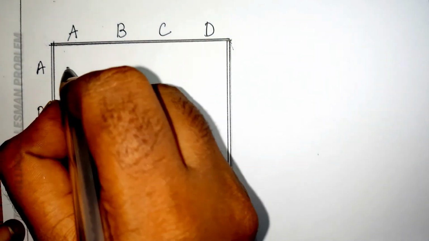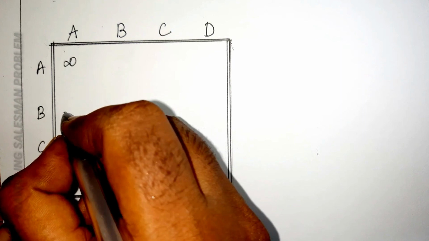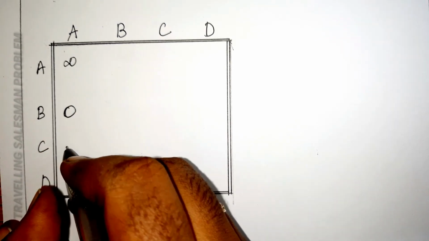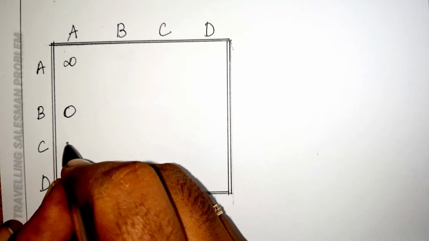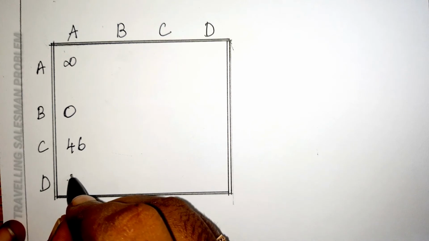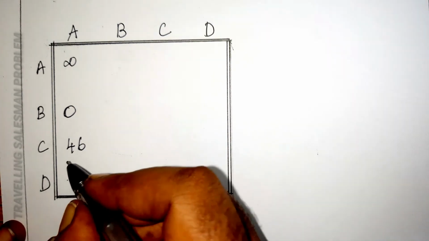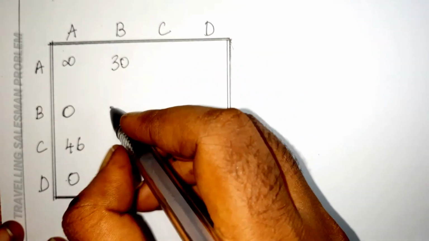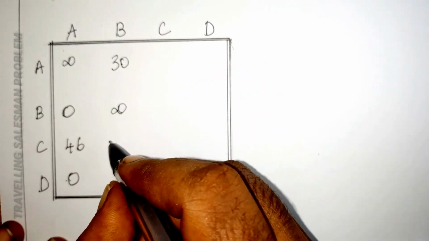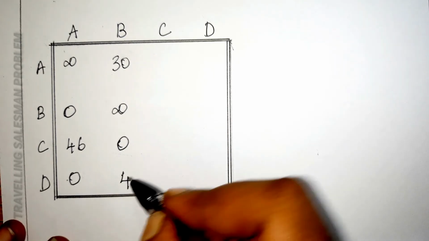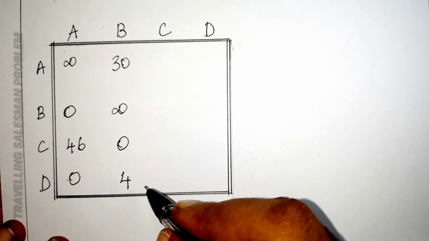First value is infinity. 0 is covered with a single line, so write as it is. 49 is uncovered, so 49 minus 3 is 46. 3 is uncovered, 3 minus 3 is 0. 30 is covered with a single line, write as it is. Infinity. 0 is covered with a single line, write as it is. 4 is covered with a single line, write as it is.